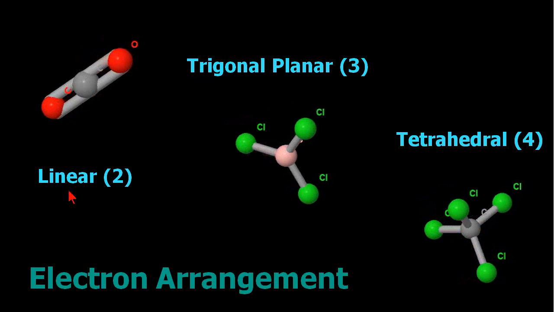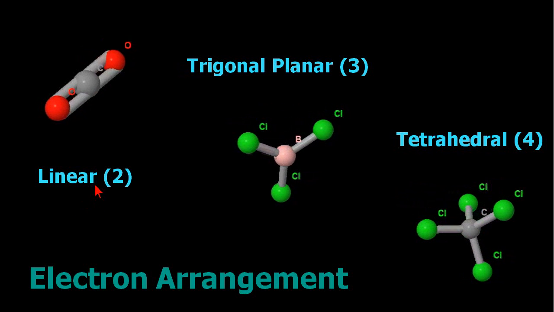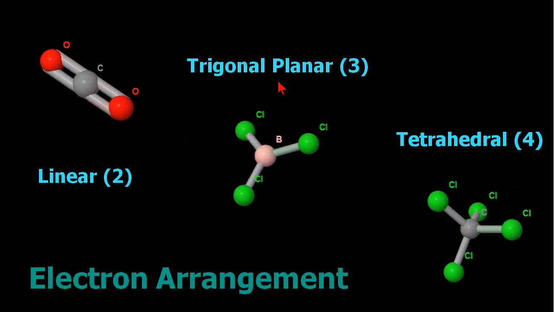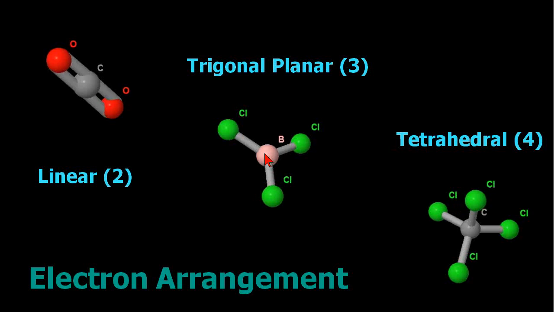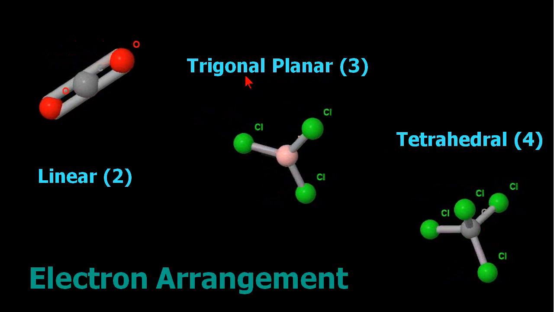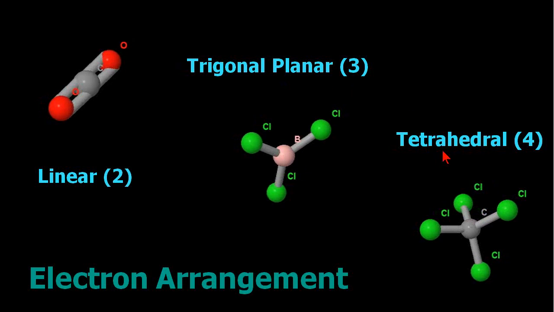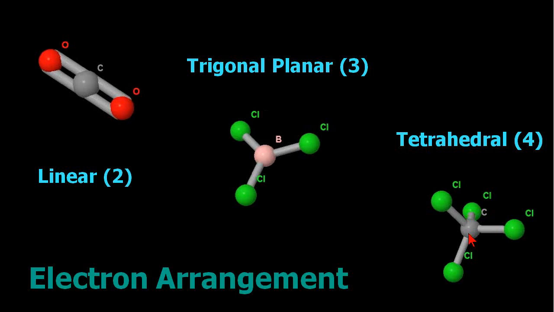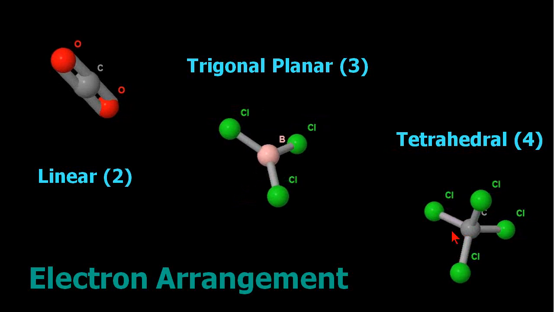If you have two pairs of electrons, the electron arrangement is referred to as linear. If you have three pairs of electrons in the central atom, the electron arrangement is referred to as trigonal planar, and then tetrahedral represents four pairs of electrons around the central atom.